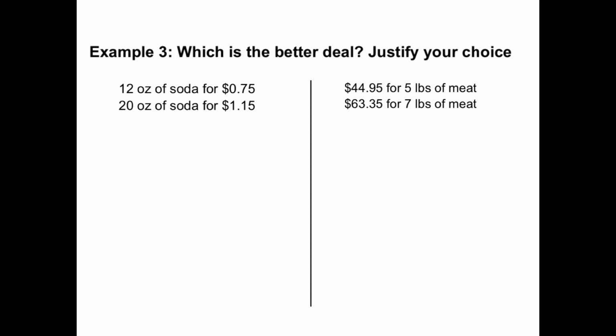Go ahead and try these last two on your own. Paying attention to the order here, like 12 ounces of soda for 75 cents, these problems give you the dollar amount first. It doesn't matter which order they give you the information, you're always taking the dollar amount and dividing it by the number of items, in this case, number of ounces, in this case, number of pounds of meat.